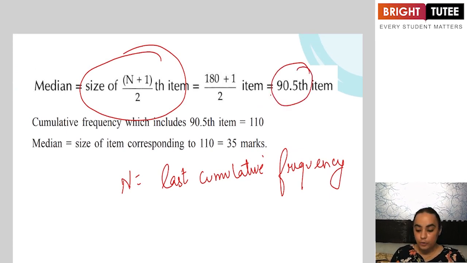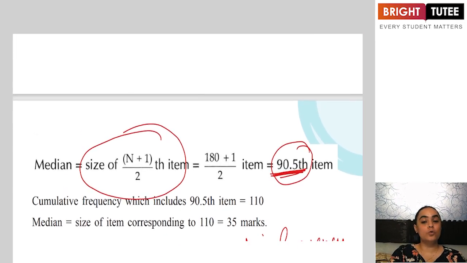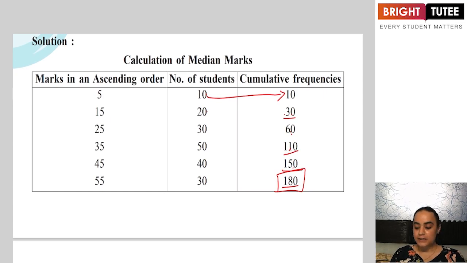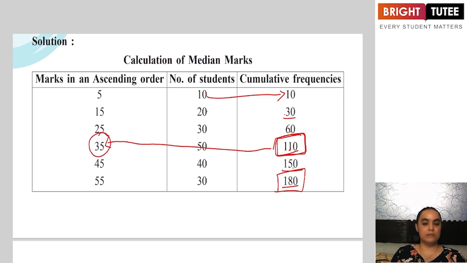Now you will see that 90.5 is close to which cumulative frequency? So 90.5 is close to this. Yes, we will always look for a higher number than what we have received. And what is the marks corresponding to this frequency? It is 35. So my median is going to be 35.